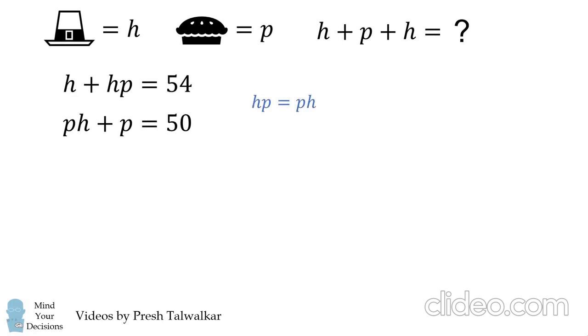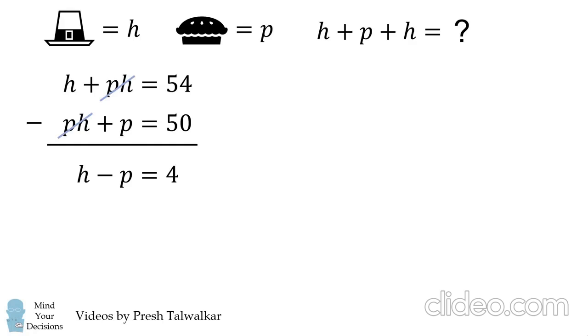Well, notice that HP is equal to PH. So in the first equation, we'll change this into a PH. Now, we have a PH in both of these equations. And if we subtract the second equation from the first, we'll cancel out the PH terms. So we now have H minus P is equal to 4. This means H is equal to P plus 4.